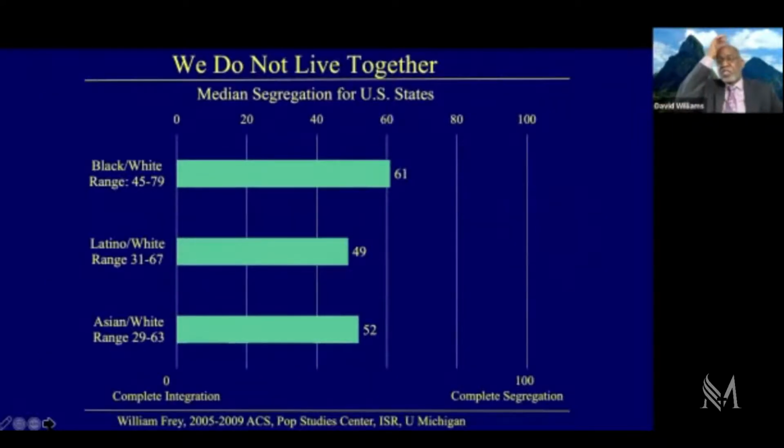What are the challenges we face? We face challenges because in America, people of different racial and ethnic groups do not live together. These are the levels of segregation. The level of 61 means that 61% of white people would have to change residence to have an even distribution of blacks and whites in the United States. And you can see what the numbers are: 49% for Latino-white and 52% for Asian-white.